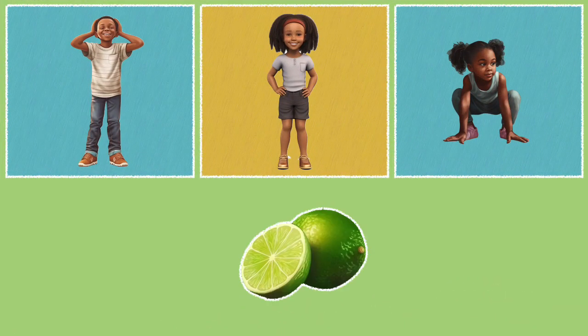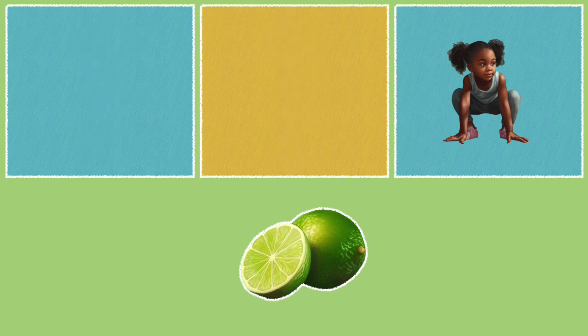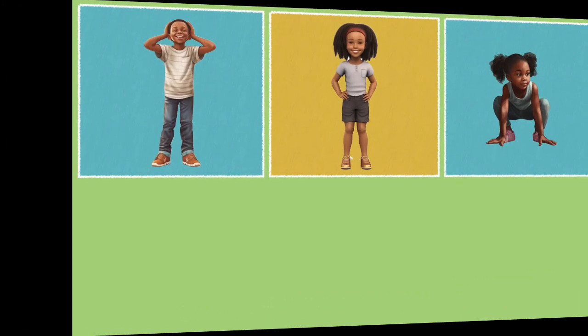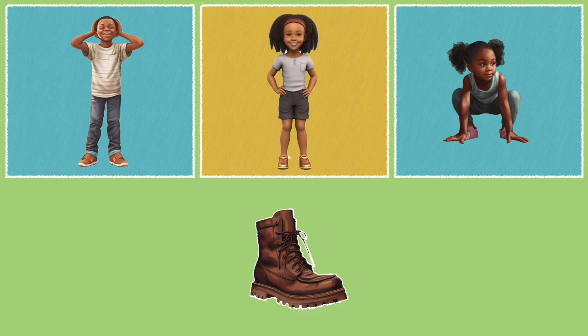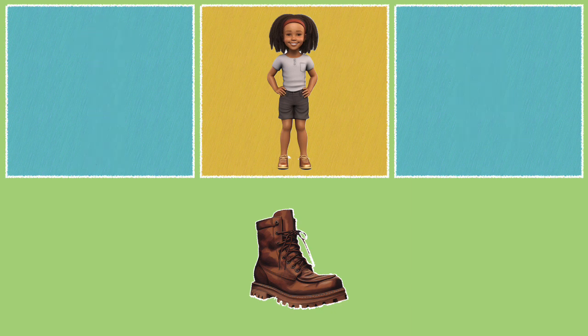Lime. L, i, m. Show where the m sound is in the word lime. M is the ending sound in lime. Boot. B, oo, t. Show where the oo sound is in the word boot. Oo is the middle sound in boot.